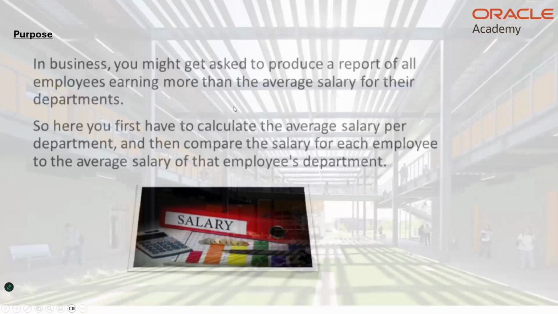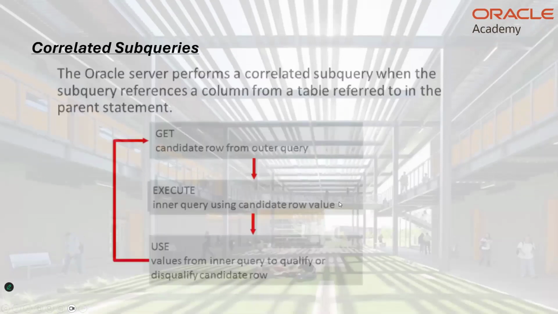In business, you might get asked to produce a report of all employees earning more than the average salary. We saw this before for the departments. Here, you first have to calculate the average salary per department, then compare the salary for each employee. It just goes on and on. So correlated subqueries in Oracle let you perform queries that lead to other queries, using a subquery on a specific column in the table.